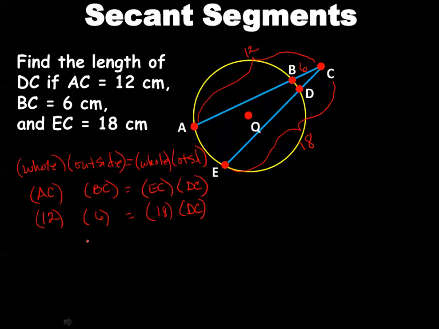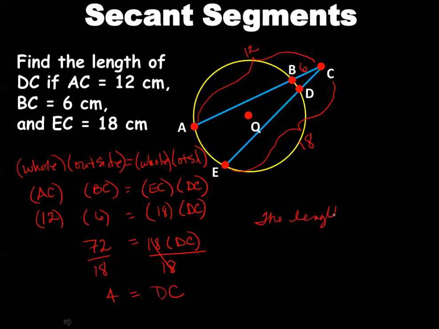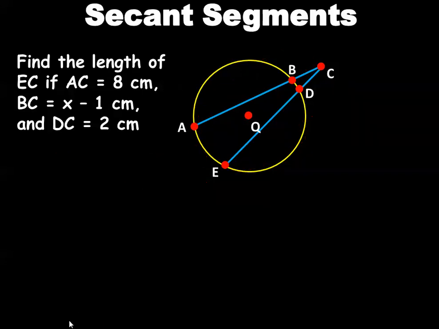So 12 times 6 is going to give me 72. 18 times DC will just be 18 DC. Then you're going to divide both sides by 18. 72 divided by 18 is 4. Those two reduce to 1, so I'm left with 4 equals DC. So the length of DC equals 4 centimeters.